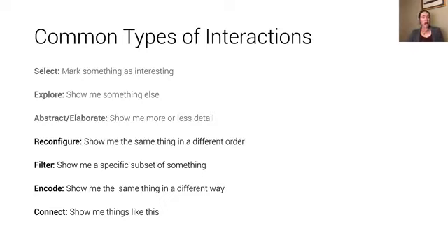So today we're going to talk about four different categories of interaction. These are going to be the remaining four in our common forms of interaction, and they are reconfigure, or show us the same data in a different order; filter, which is focusing on a specific subset of data; encoding, which is taking the same data and showing it in a different way; and connection, which is showing common objects or common data points that occur across multiple charts.